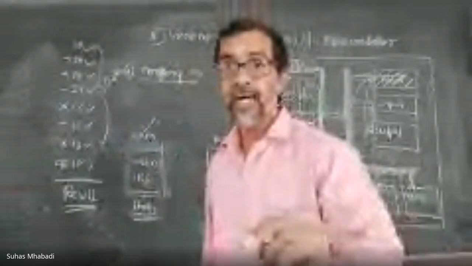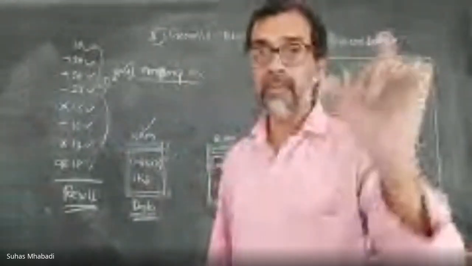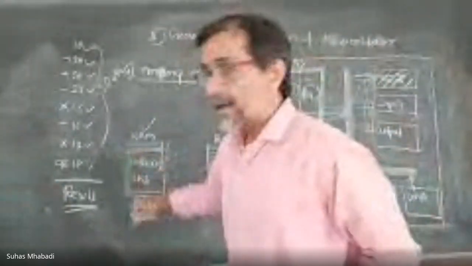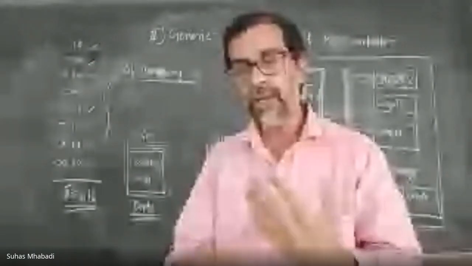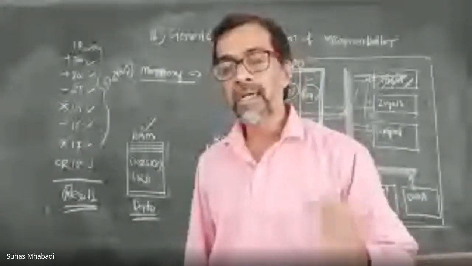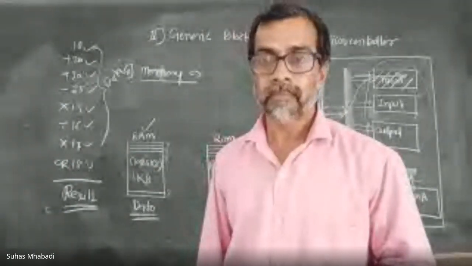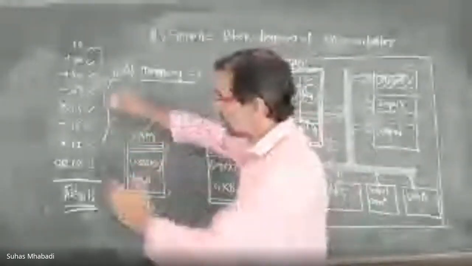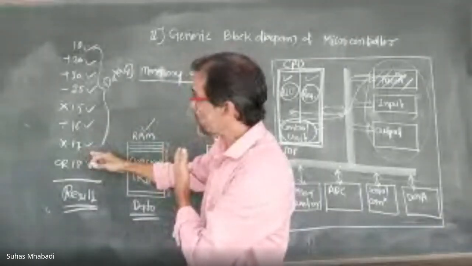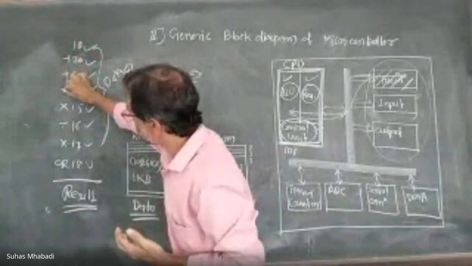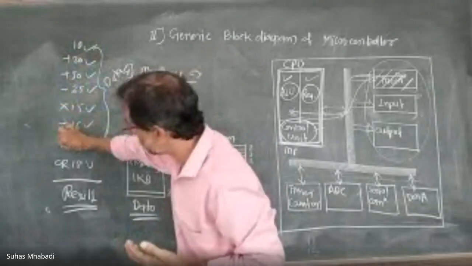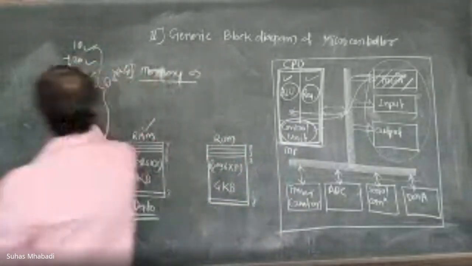The place where we save the data of the program, we call it random access memory. Or one more name is given: it is called data memory. A similar line: my program consists of addition, subtraction, multiplication, division, multiplication, OR and AND. What is it?